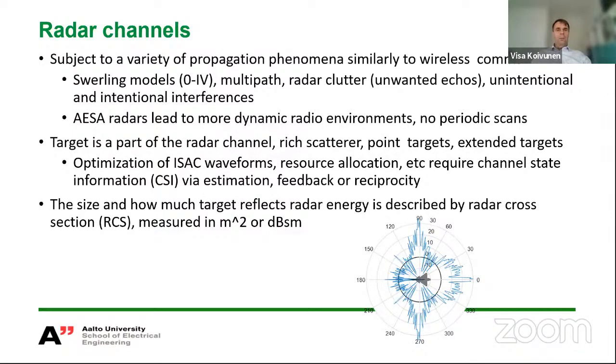Also, the type of target is important. How much the target reflects radar energy is described by the radar cross section, and it's measured in square meters or decibel square meters. Here is an example of a radar cross section for a fighter jet. If you illuminate that jet from different directions, these are the responses you will get. This is not a stealthy target, even though the front returns are weaker than from the side, but a stealthy target would still look a bit different.